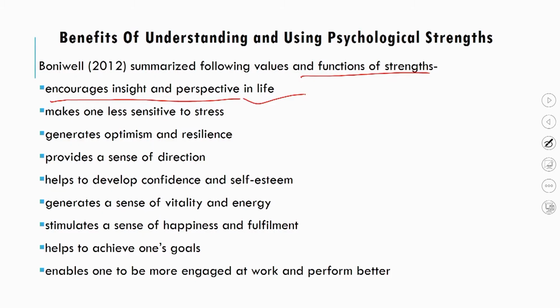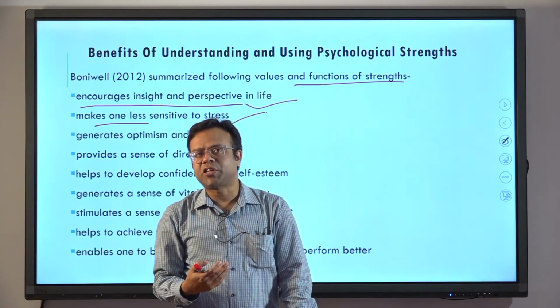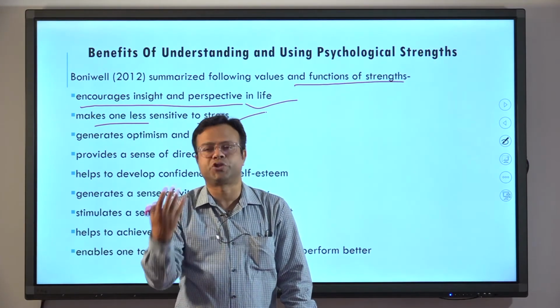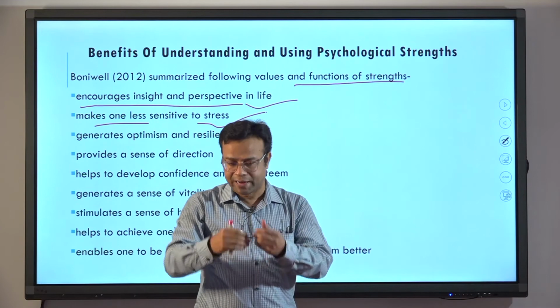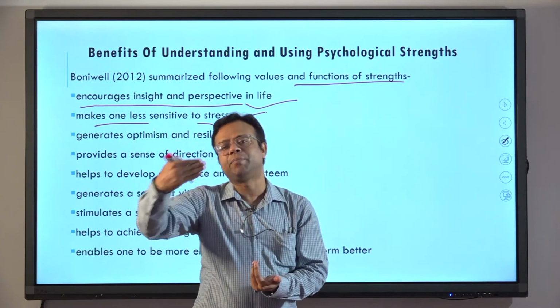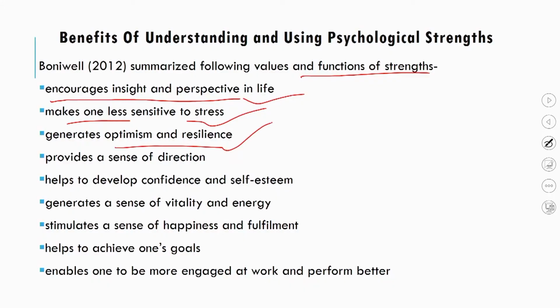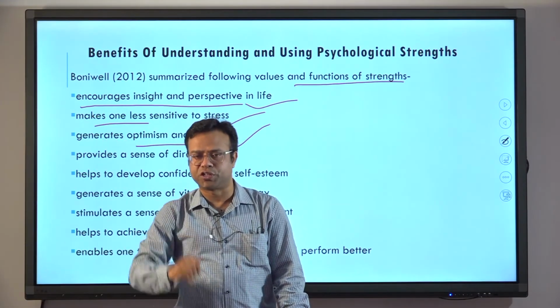Second is, psychological strengths make one less sensitive to stress. So the more strengths you have, varieties of strength, particularly some of the strengths, for example, the sense of resilience and so on, such kind of strength will help us to deal with problems or challenges or stressful situations of life, because whenever you are in a stressful or traumatic situation, we become much more vulnerable. At that time, if you have certain inner strength, that will help you to deal with all these problems of life. Strengths also generate optimism and resilience. In a sense, whenever you have certain strengths, certain resources within you, you are more optimistic that you will be able to handle situations, you will be more resilient to deal with situations and so on.